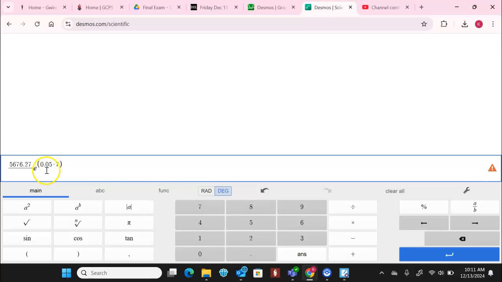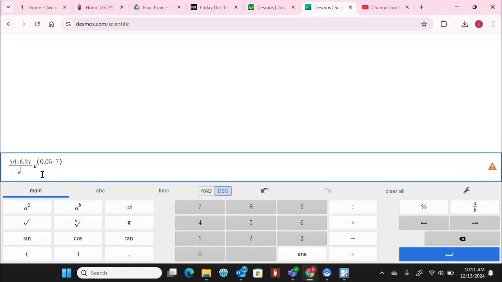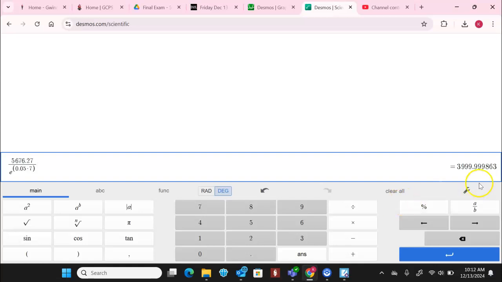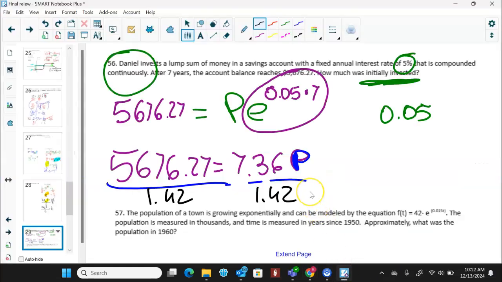5,676.27 divided. I'm going to put E raised to 0.05 times 7. Okay, so that's 3,999. So that's for question 56.